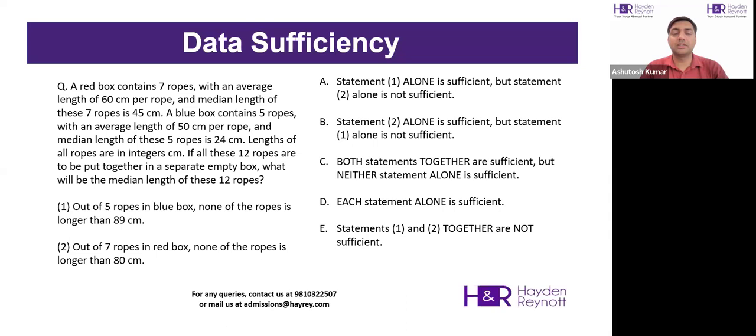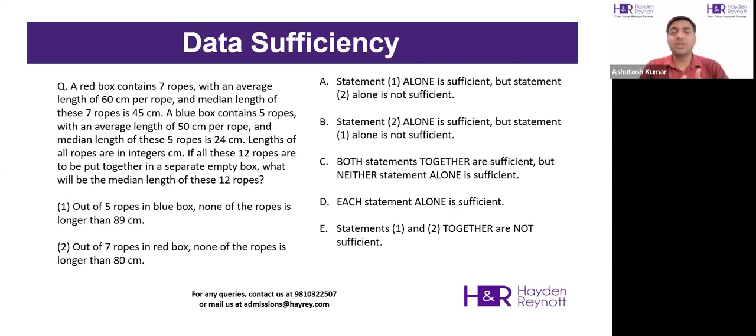Data sufficiency is a kind of question where you have one question given, and two statements, statement 1 and 2. You don't have to answer and give the value for the question, but you have to identify which statement is sufficient to answer the question given. You don't need to solve it, just verify whether statement 1 is sufficient or statement 2 is sufficient.